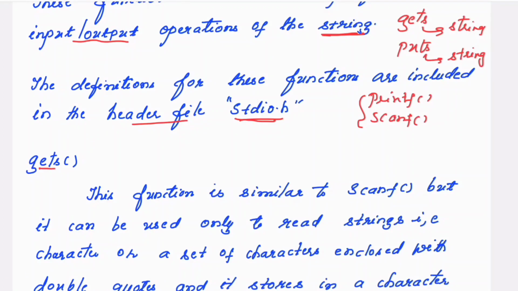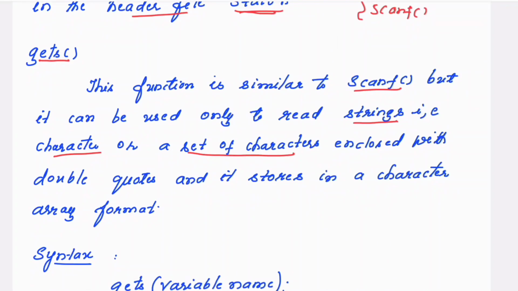Now let us see the first one, gets. This function is similar to the scanf function, but it can be used only to read strings. A character or a set of characters enclosed in double quotes is called a string. And how do you store this string in memory? It always takes the array format.